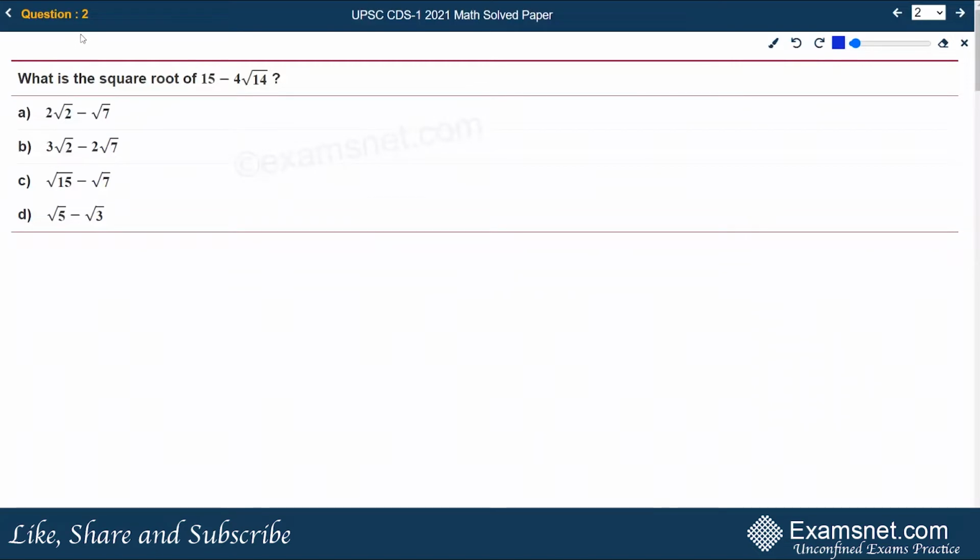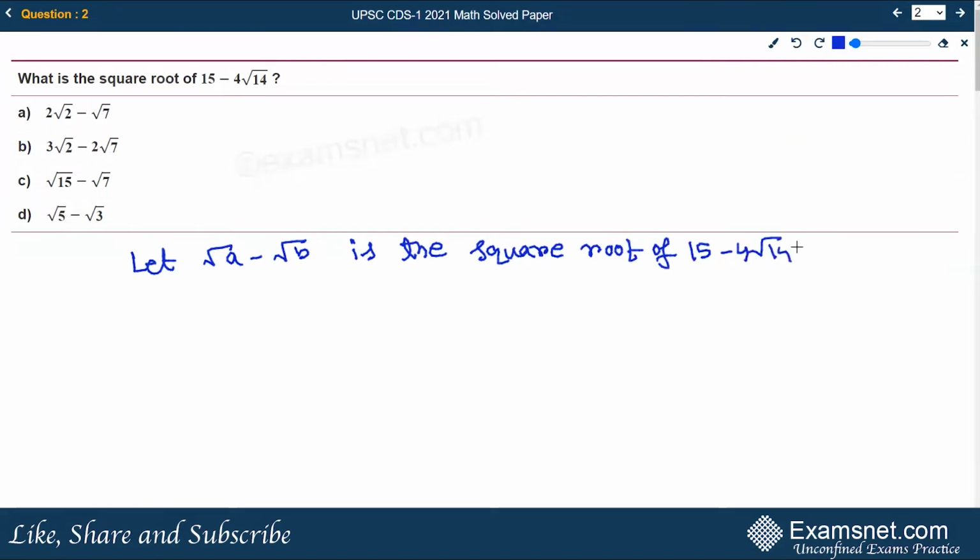In question number 2, it is given: what is the square root of 15 minus 4 root 14? How can we proceed with the solution? We can write, let root A minus root B be the square root of 15 minus 4 root 14, correct?